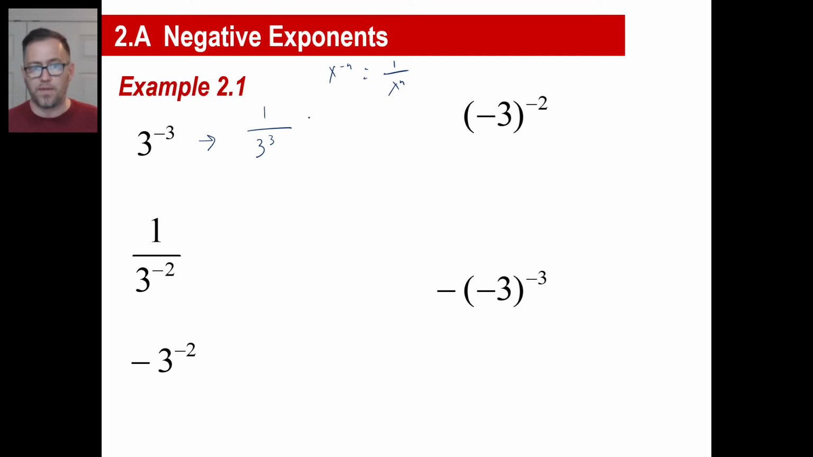Well, we know what 3 to the third power is, right? What's 3 times 3 times 3? That's going to be 9 times 3, which is 27. So this is your answer. 3 to the negative third power is 1 over 27.